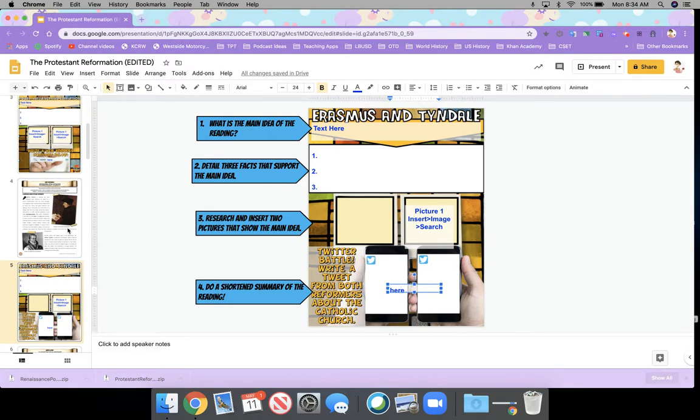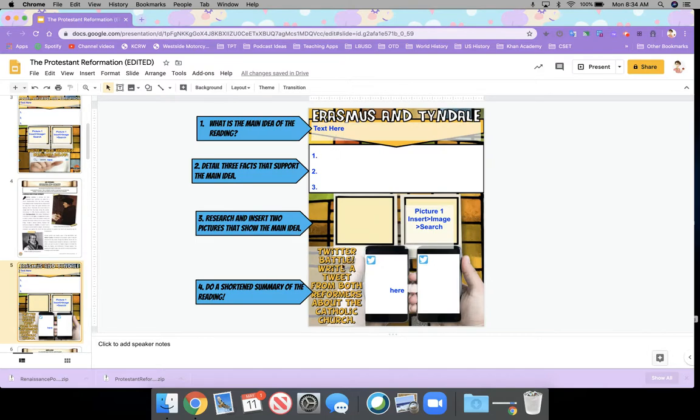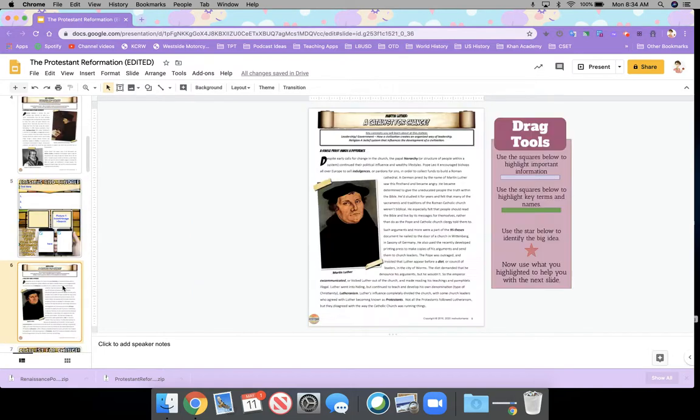Okay, so again, the first step is to highlight the information the way that the drag tools tell you to, and then use that to complete the next page. Okay, so that's the first thing that you're going to do. You're going to read, highlight, and then translate it into a main idea and supporting details.